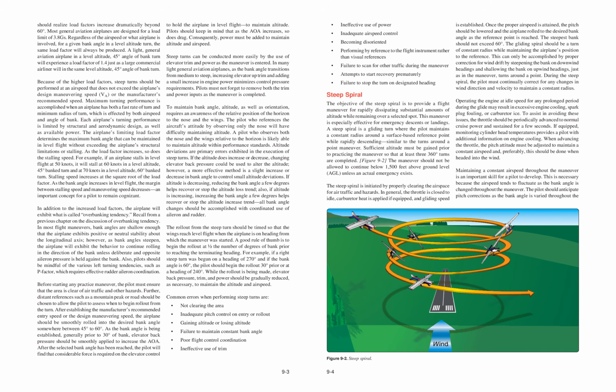This can only be accomplished by proper correction for wind drift by steepening the bank on downwind headings and shallowing the bank on upwind headings, just as in the maneuver, turns around a point. During the steep spiral, the pilot must continually correct for any changes in wind direction and velocity to maintain a constant radius. Operating the engine at idle speed for any prolonged period during the glide may result in excessive engine cooling, spark plug fouling, or carburetor ice.